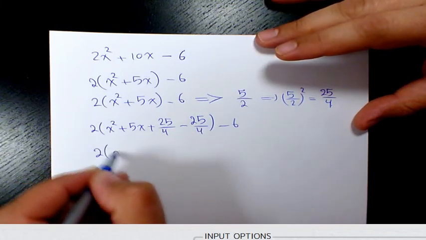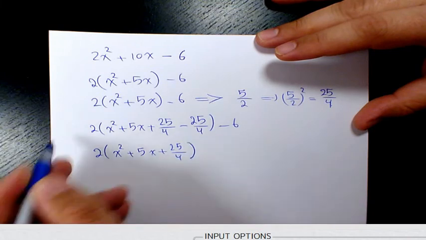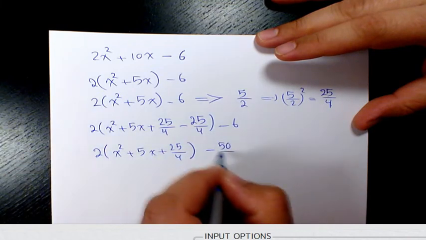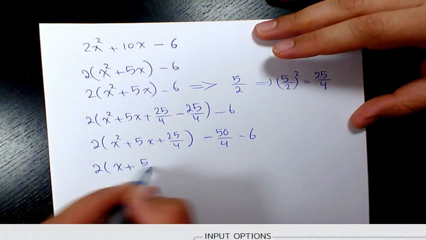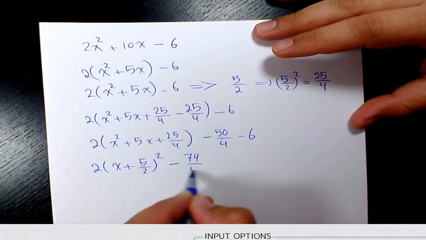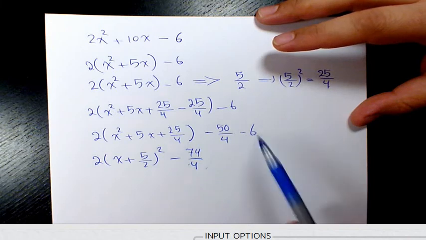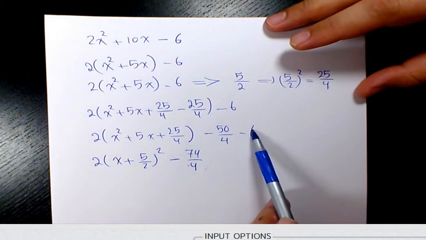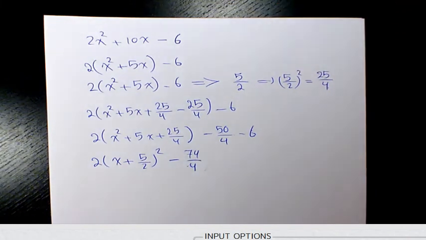So you have 2 times x squared plus 5x plus 25 over 4. You put it outside the bracket, negative 50 over 4 minus 6. So it's going to be 2 times x plus 5 over 2 to the power of 2 minus 74 over 4. That's going to be the final answer. Where did we get this one? Negative 6 is going to be negative 24 over 4. So negative 24 and negative 50 is going to be negative 74 over 4.